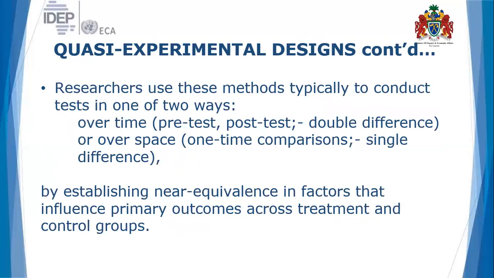Researchers use these methods, quasi-experimental methods, typically to conduct tests in one of the two ways. One, over time, where you have the pre-intervention situation test and the post-test situation, that is baseline situation, pre-test, and the post after the intervention situation test, which is also known as the double difference, before and after.